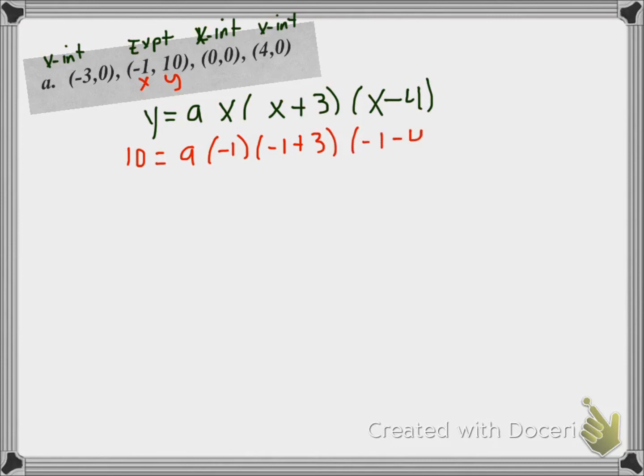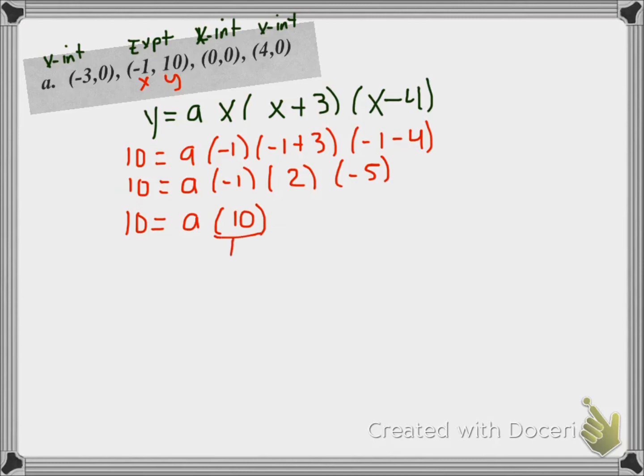So we're going to stop here really quick. So we have substituted the y with a 10 and every x with a -1. Now the first -1 stays the same, but that -1 plus 3 becomes a 2. -1 minus 4, that should become a -5. So we rewrite it, our -1, our +2, and our -5. Now when you multiply those numbers, -1 times 2 is -2, -2 times -5, that should be a +10.